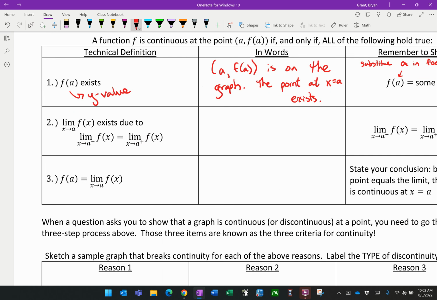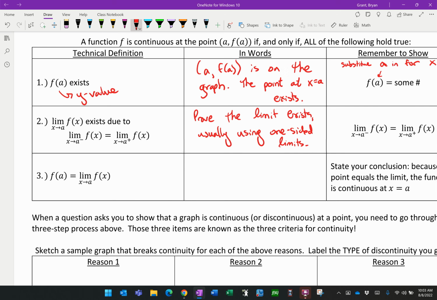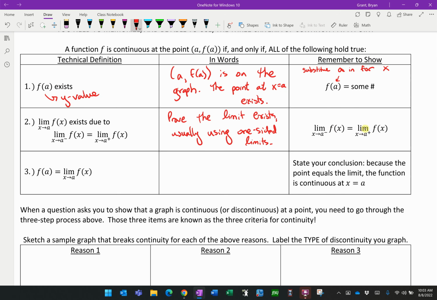Okay, so in order to do that, in words, you need to prove the limit exists, and I'll say usually using one-sided limits. So if it's that piecewise function that does something different on each side, you would find each separate side, substitute in your value a after setting up the limit, and make sure that they're equal. That's all we're saying over here. We'd show the one-sided limits are equal, and then you can say, therefore, the limit as x approaches a of f of x exists.